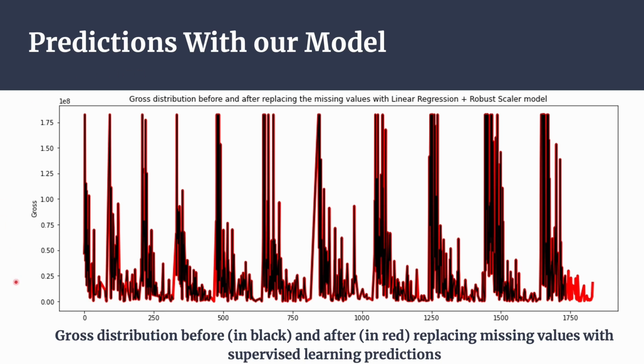And this is what our plot looked like. In black, once again, are the gross values before the predictions, and in red are the predicted values with the KNN plus min-max scaler. As you can see, the prediction worked pretty well. This is not the entirety of the set, it's just a small portion of it, because you wouldn't be able to represent the whole data set in one plot. It would look very messy.